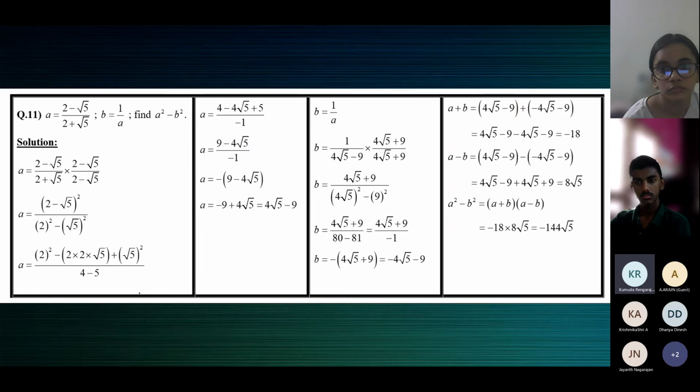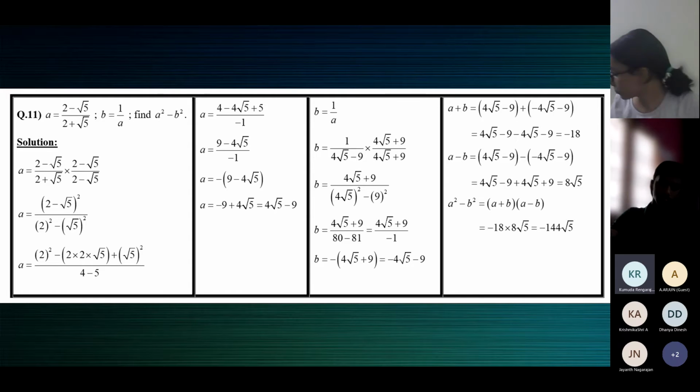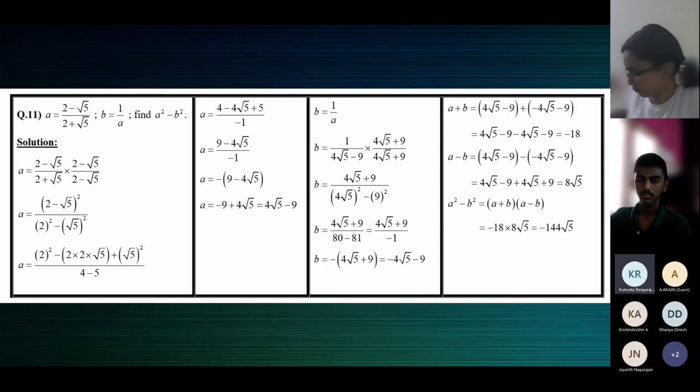Yes, children, important question. Please take a screenshot. So how to remember this? A square minus B square. What is A square minus B square? A plus B into A minus B. So it's easy to find. A and B should add, A plus B, A minus B, and multiply to find A square minus B square. But you cannot add A and B as it is. You must have A with a rational denominator, B with a rational denominator. So we'll have to take up A, rationalize the denominator, take up B, rationalize the denominator. Now, once we are ready with the expressions for A and B, A plus B, A minus B, A square minus B square. That's the procedure.